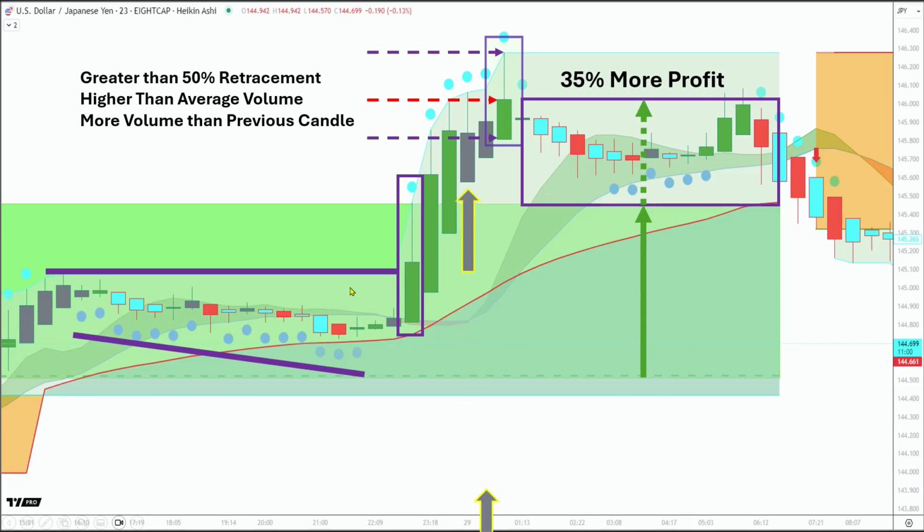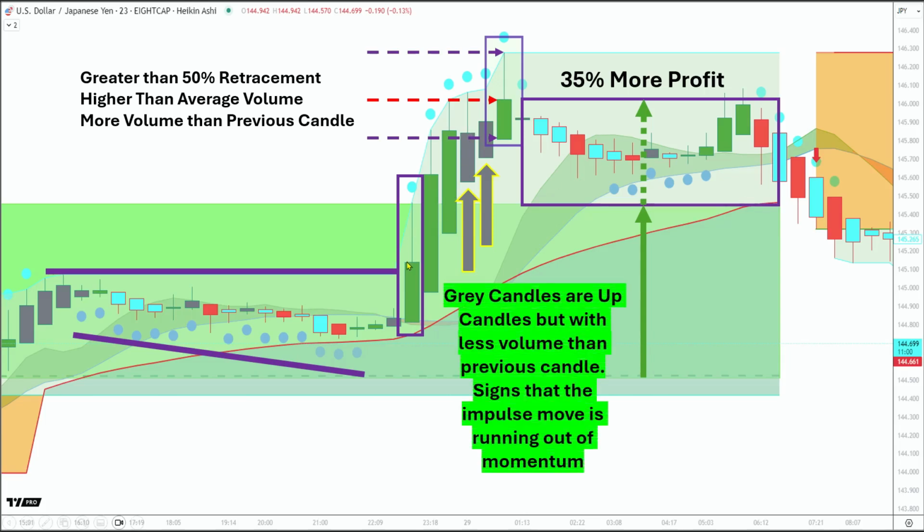The next thing really, during this parabolic move, during this impulse move, we get two grey candles. What does that mean? So grey candles are up candles, so it closes higher than the open. It did reject those highs on higher than average volume. But grey means it's less volume than the previous candle. And then that second candle has less volume than this previous grey candle. So the momentum is running out of juice on this impulse move. Therefore, we should be ready for it to turn around.